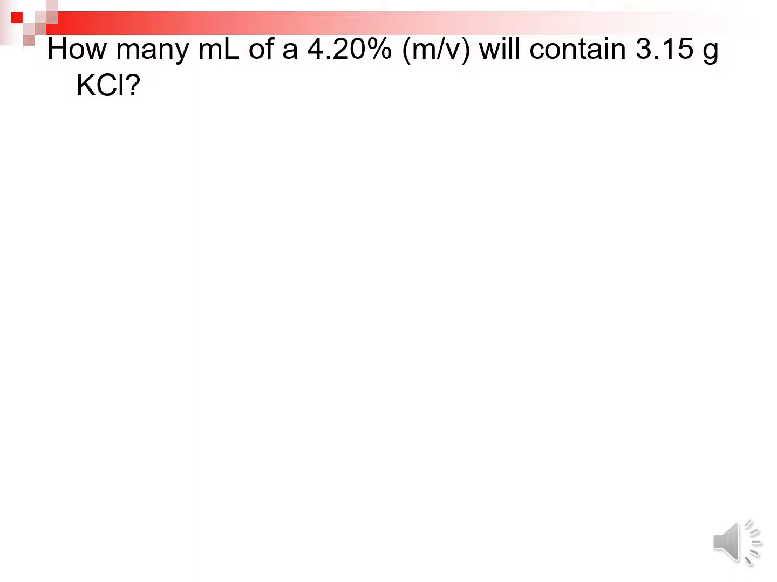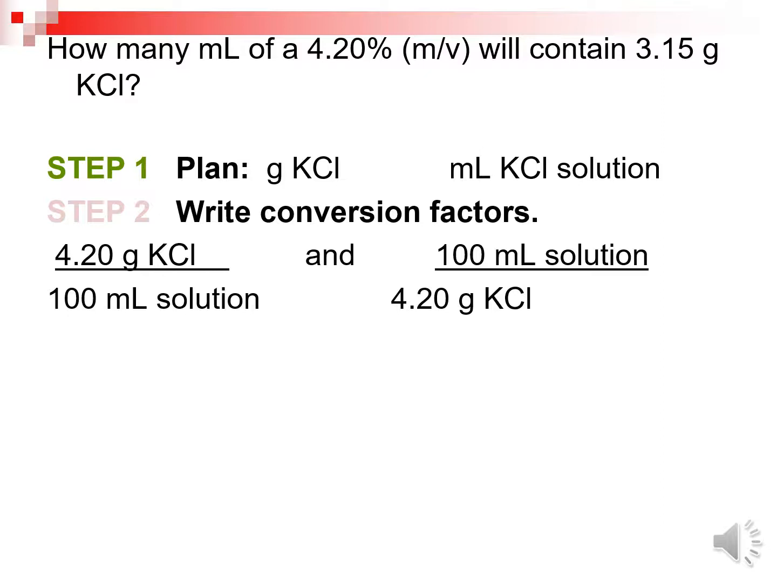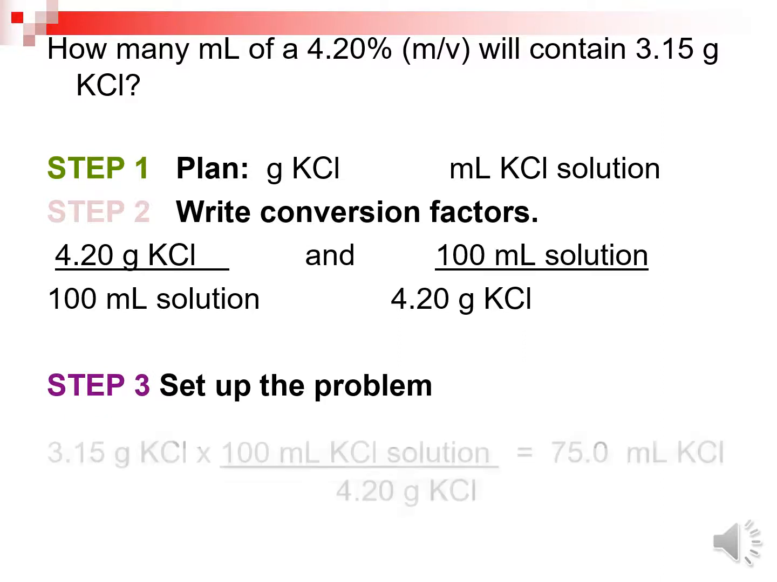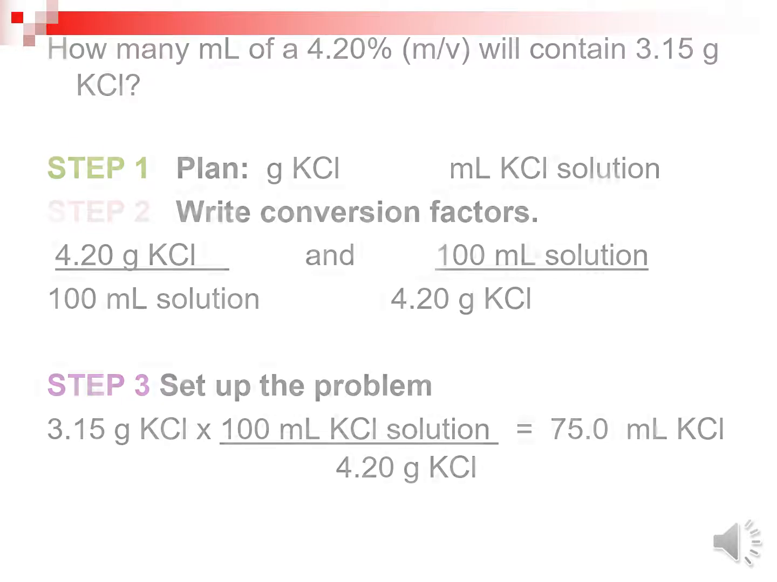How many milliliters of a 4.2% mass over volume solution will contain 3.15 grams of KCl? So once again, we are given the mass of the solute, so we are going to use the flipped or inverted conversion factor. Because we start with grams of KCl, we want to take the second conversion factor. 3.15 grams of KCl times 100 milliliters KCl solution over 4.20 grams of KCl is 75 milliliters of KCl solution. 75 milliliters of the solution will contain 3.15 grams.